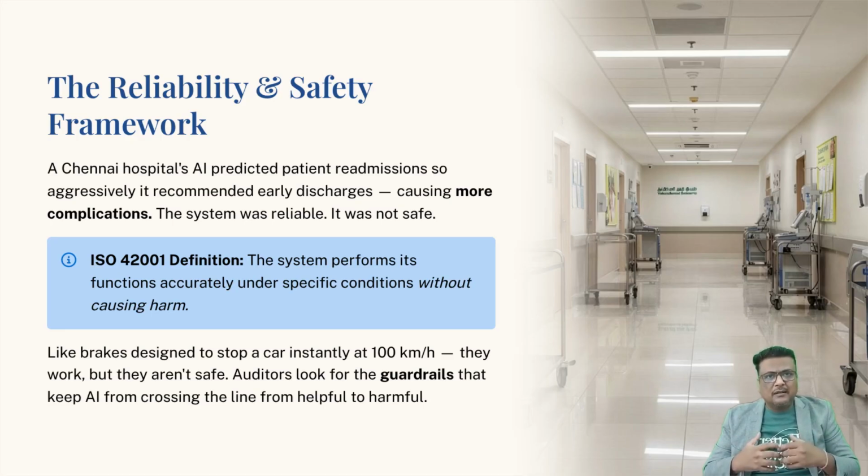As auditors, we look for the "guardrails," the limits placed on the AI so it doesn't cross the line from helpful to harmful. You have probably seen this where an AI chatbot gets a bit too aggressive in its sales pitch. We have to teach the machine to know when to stop.